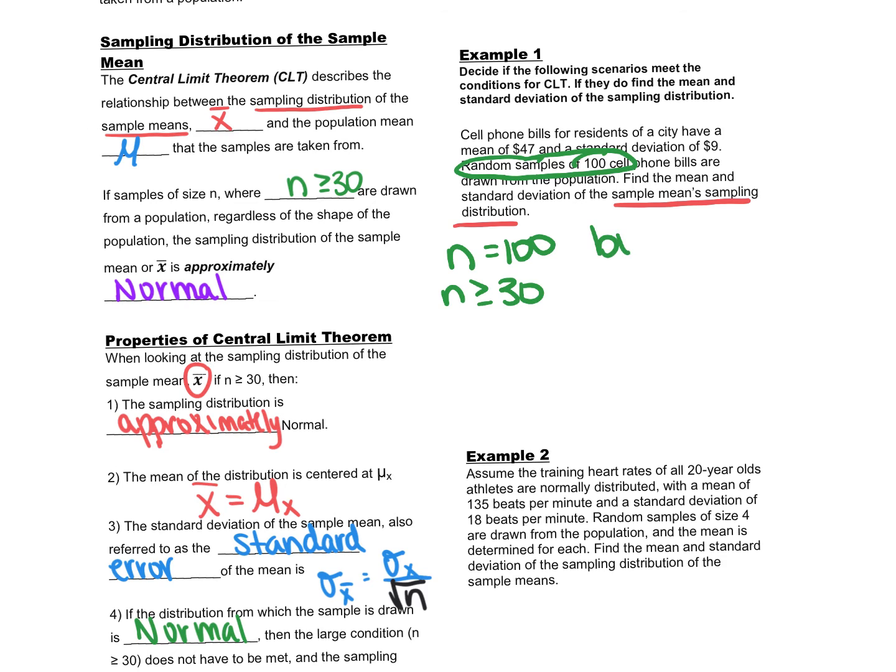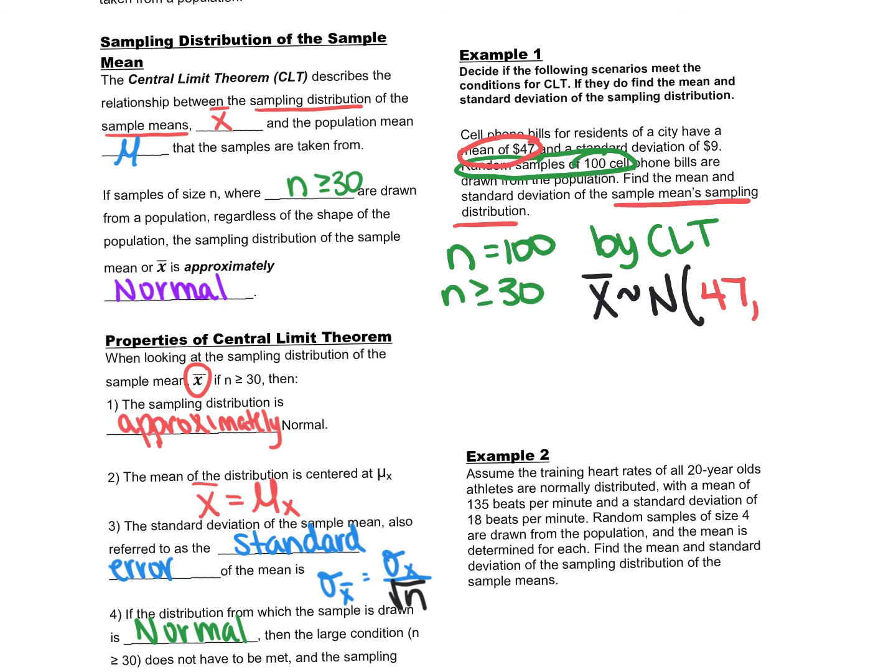So what we say is by CLT, because n is greater than 30, the value of X bar is approximately normal. And every normal distribution has two parameters, which are the mean and the standard deviation. Well, the mean of this is whatever the mean of the population is. So the mean of X bar is going to be the same thing as the mean of the population, which in this case is 47. So the mean of X bar is 47.